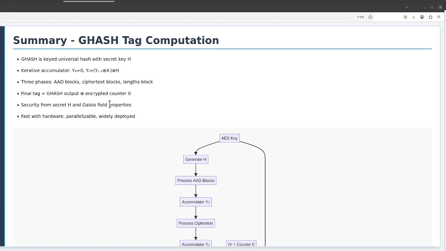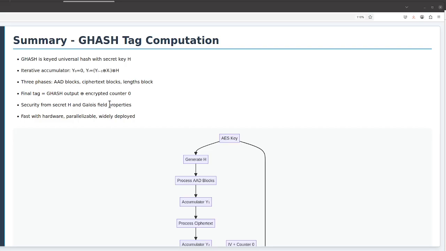Summary and conclusion. Let's recap everything we've learned about G-hash and how it computes the authentication tag in GCM. G-hash is a keyed universal hash function that provides authentication for both additional authenticated data and ciphertext in GCM mode. The core of GHASH is an iterative process that maintains an accumulator value. Starting from 0, for each 128-bit block, you XOR the block with the current accumulator and multiply by the authentication key H in the galois field GF(2 to the power of 128). This process incorporates each block's contribution into the accumulator.